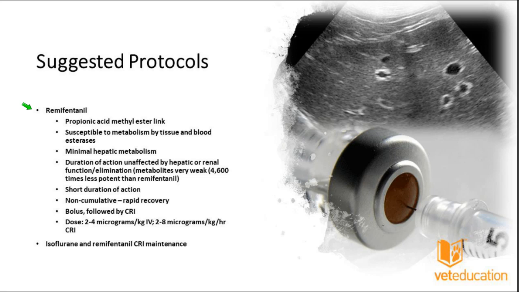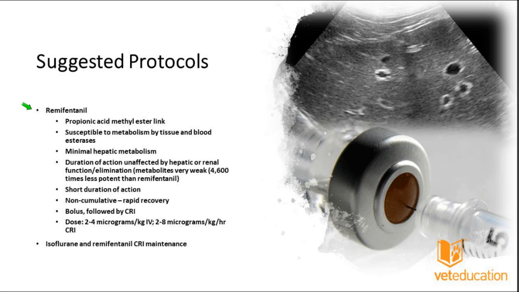So there's very minimal liver metabolism. Its duration of effect is therefore unaffected by either renal or liver function. The metabolites of this drug, once they're esterified, are about 4,600 times less potent than remifentanil, so they're not very active. It has a short duration of action, about 10 minutes or so after a bolus. It's non-cumulative, so these patients wake up really quickly. You can give a bolus followed by a CRI, and the doses are roughly the same as what you'd use for fentanyl.